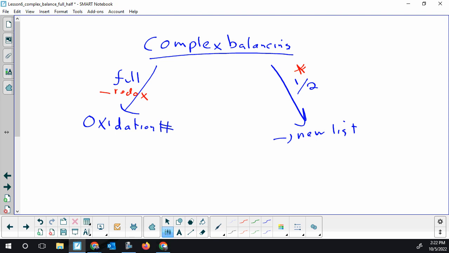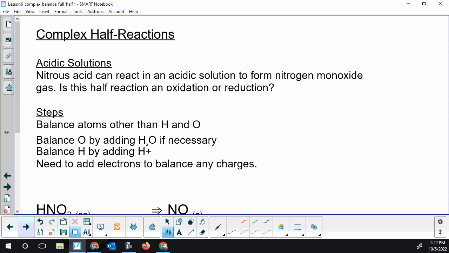Or the question might say balance the half, where you've got to do this slightly different list. Okay? That's just the most important suggestion, the guideline I can give you: separate the two out. So when you balance the half, you deal with the electrons at the very end. Okay? And I'm going to jump right into an example.